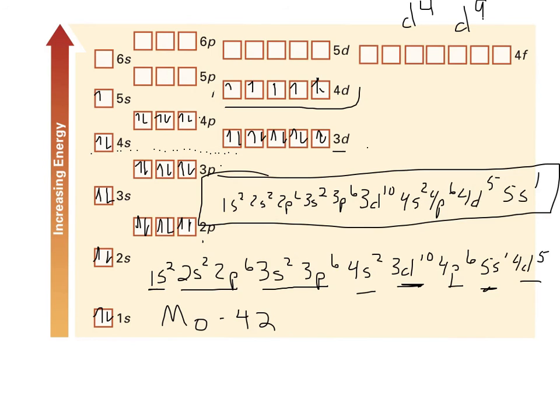So this one's got 2 things you've got to worry about. You've got that exception that happens with any d4s and d9s. Okay? It's going to happen with chromium, molybdenum, and tungsten. It's going to happen with copper, silver, and gold. Those are your exception ones. Those are those 6. Okay? And then you also need to rearrange all of these when you're done.